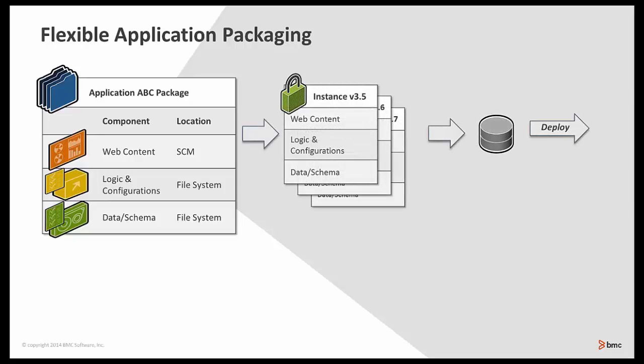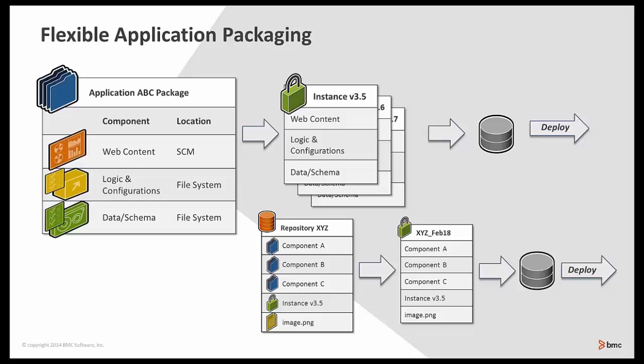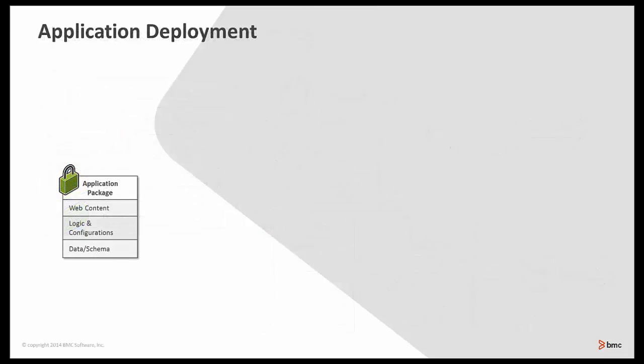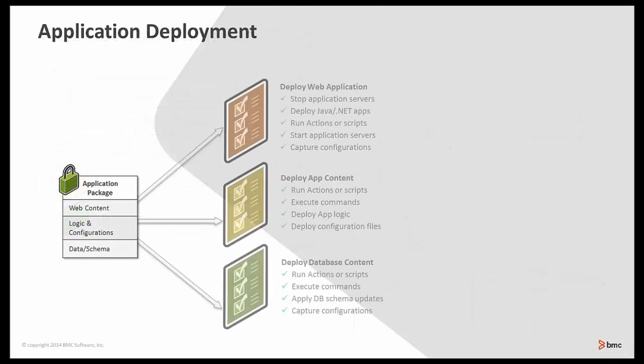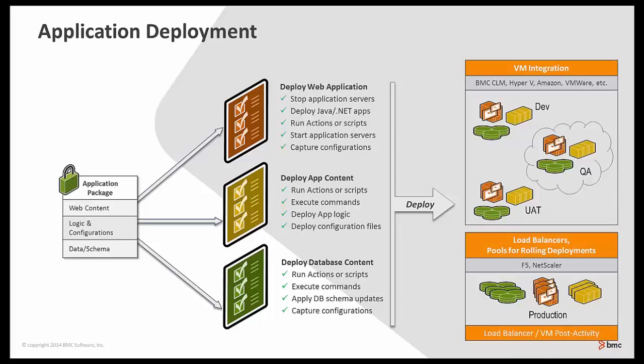Then, we'll create an instance by pulling the needed content, creating a physical copy and storing it in the repository. For composite applications, we also have the ability to create a repository, adding different components to an instance. Then, once an instance is created, unique actions are performed dependent on the type of content to deploy the instance to each environment. This ensures that the same process is performed on each environment.